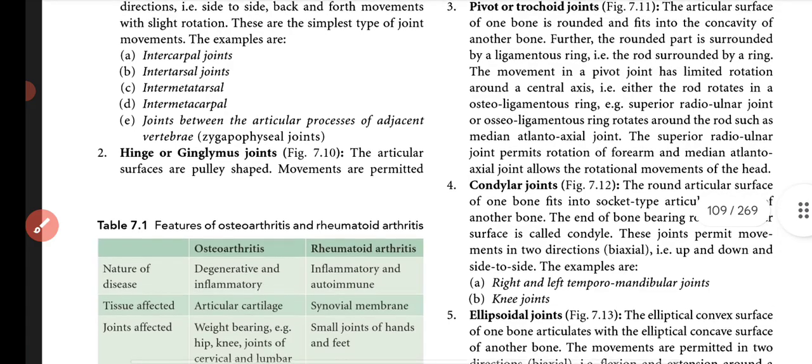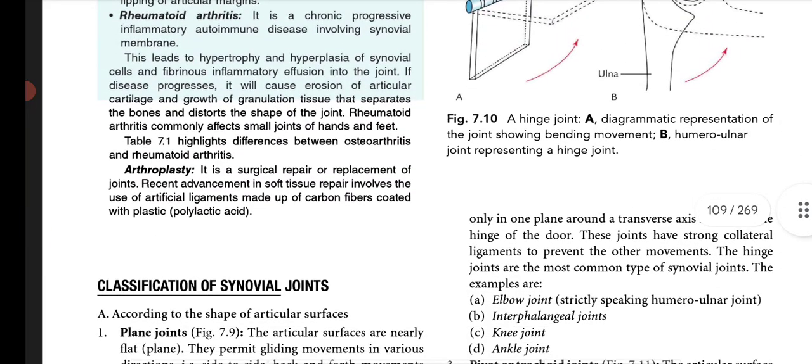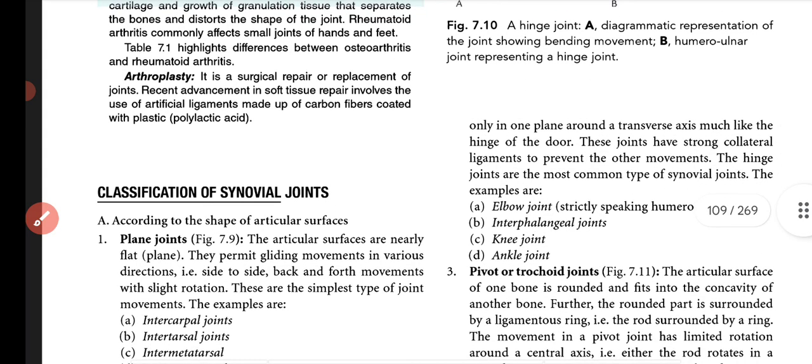Next one is the hinge joint. The articular surfaces are fully separate. Movements are permitted only in one plane around the transverse axis, much like the hinge of a door. These joints have strong collateral ligaments to prevent other movements. Hinge joints are the most common type of synovial joint, such as elbow joint, interphalangeal joints, knee joint, and ankle joint.